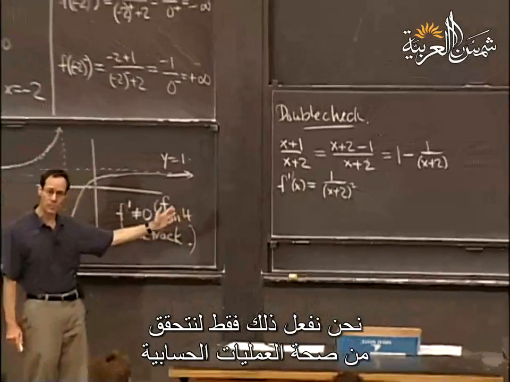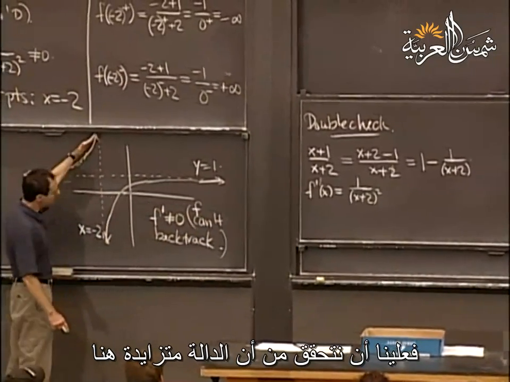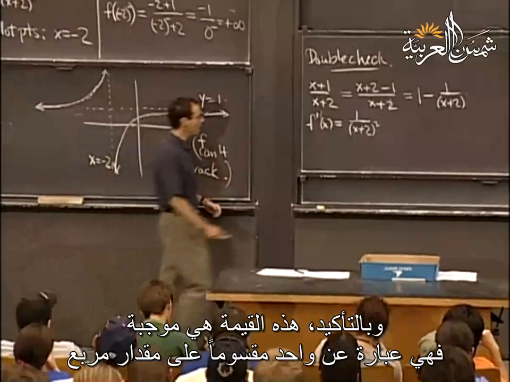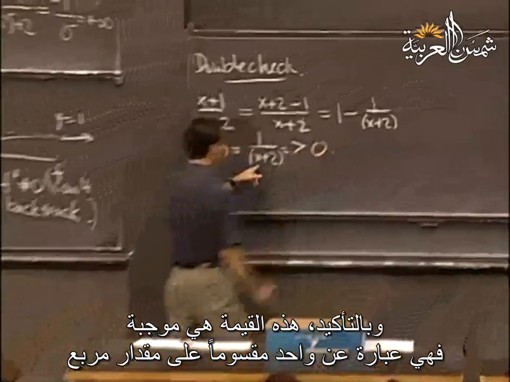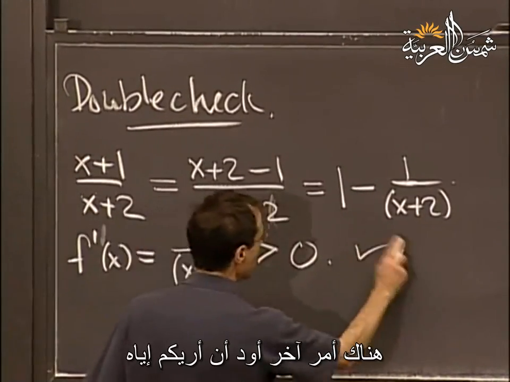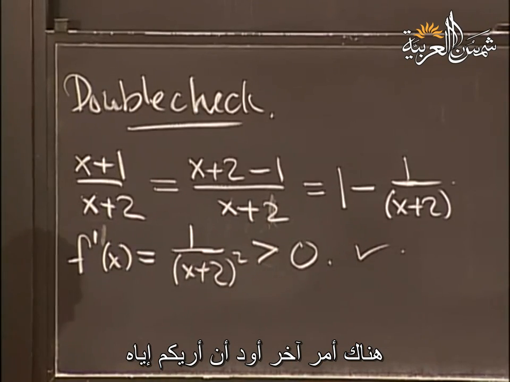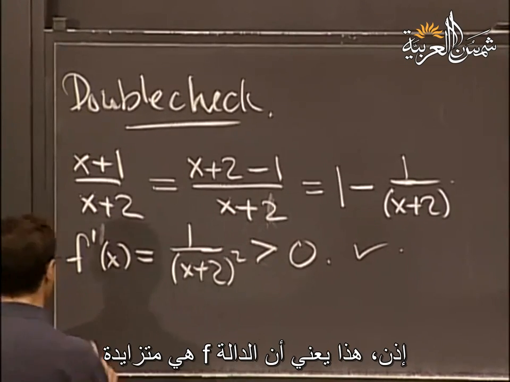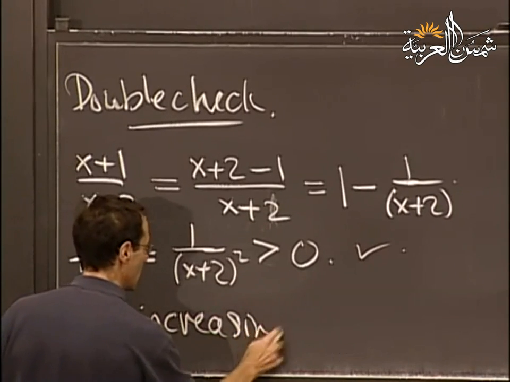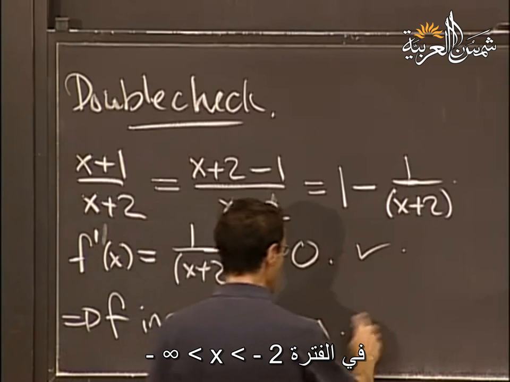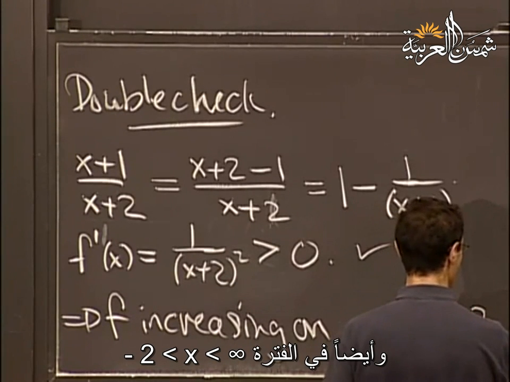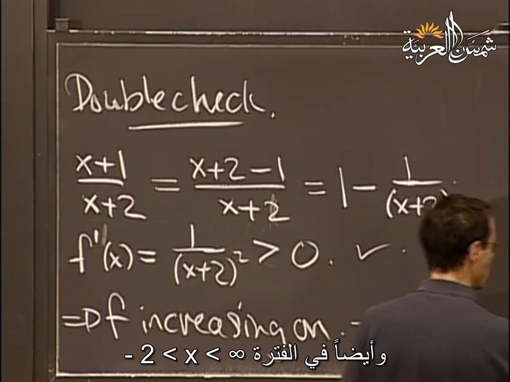This is just going to check our arithmetic. Namely, it's increasing here, it's increasing there. That's got to be true. And sure enough, this is positive. As you can see, it's 1 over a square. So it is increasing, so we checked it. But now there's one more thing that I want to just have you watch out about. So this means that f is increasing on the interval minus infinity to minus 2, and also from minus 2 all the way out to infinity.